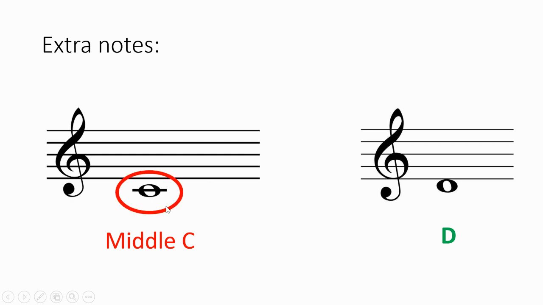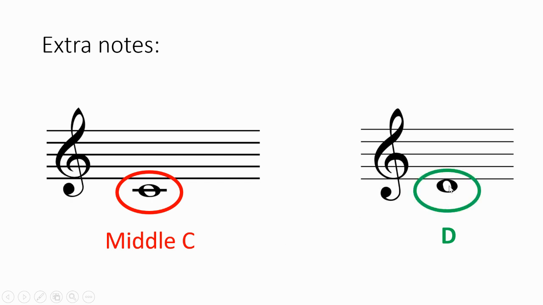So this one first. Here's your 5 lines of the stave. 1, 2, 3, 4, 5. Well, this one's got another line added in, but it's not starting or ending where the 5 lines of the stave are. So it's an extra short line underneath the stave, and the circle has that line going through it. So that is middle C.